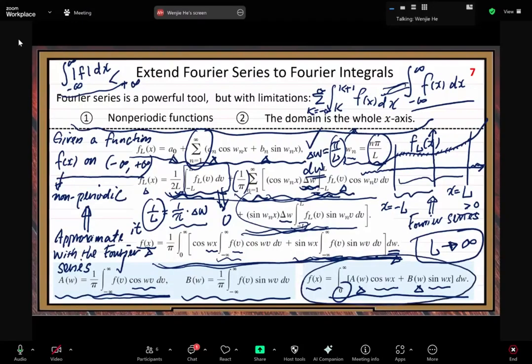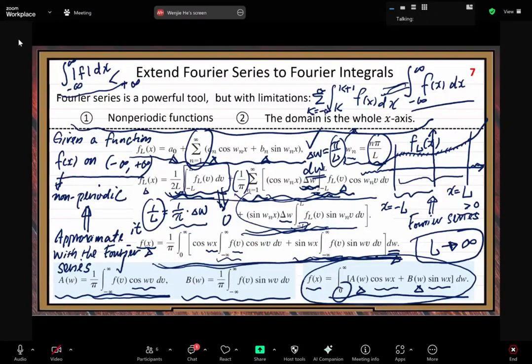So for this final representation of the f function, we call this formula the Fourier integral. This f function is not periodic, and it is defined on the whole real axis. So we can represent this function in a special integral, and we call it the Fourier integral. That's the whole story behind this Fourier integral concept.